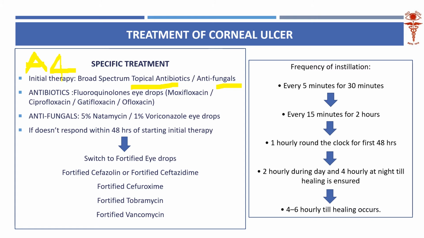Moxifloxacin is a very good antibiotic. You can use ofloxacin, gatifloxacin, tobramycin; especially in children, tobramycin is used. Antifungals: 5% natamycin and 1% voriconazole. These are the antifungal agents. These two antifungal agents you have to remember.